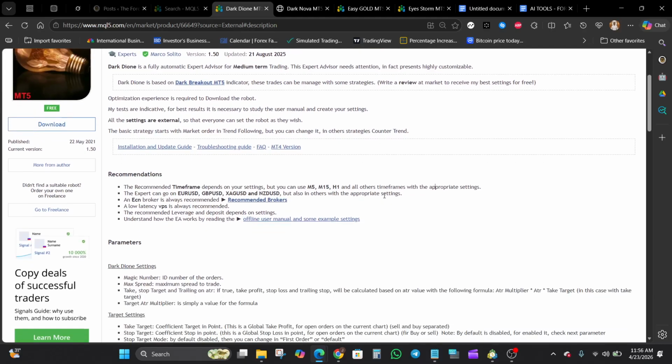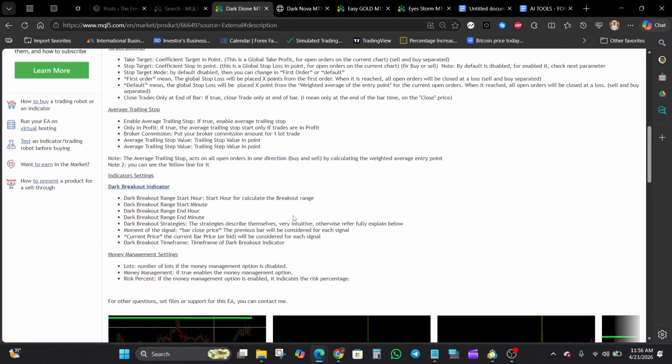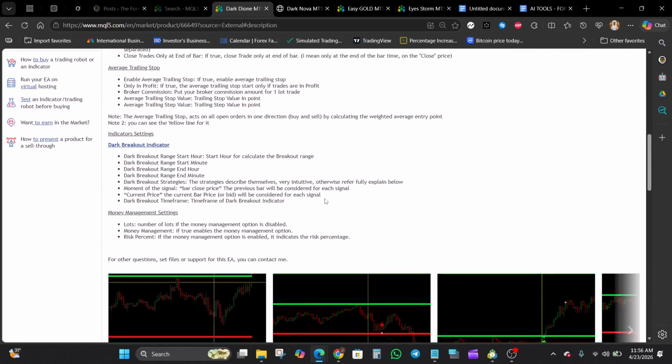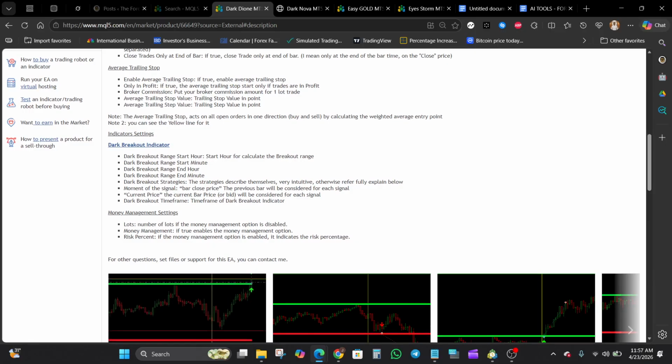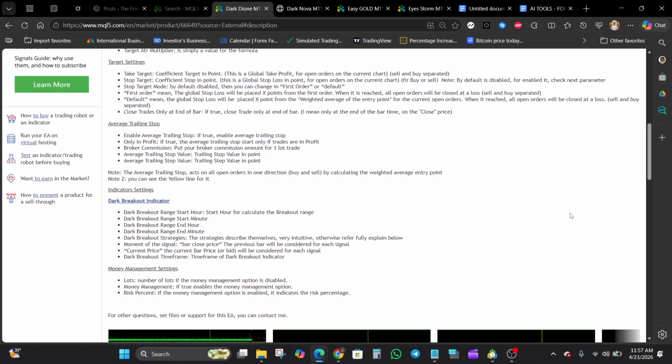Now, here's where it gets even more interesting. The EA uses a global trade management system. So instead of treating each trade individually, it manages positions collectively based on the weighted average entry price. So if multiple trades are open in the same direction, the EA calculates an average entry point and manages exits from there. This is especially useful if the EA builds positions over time.